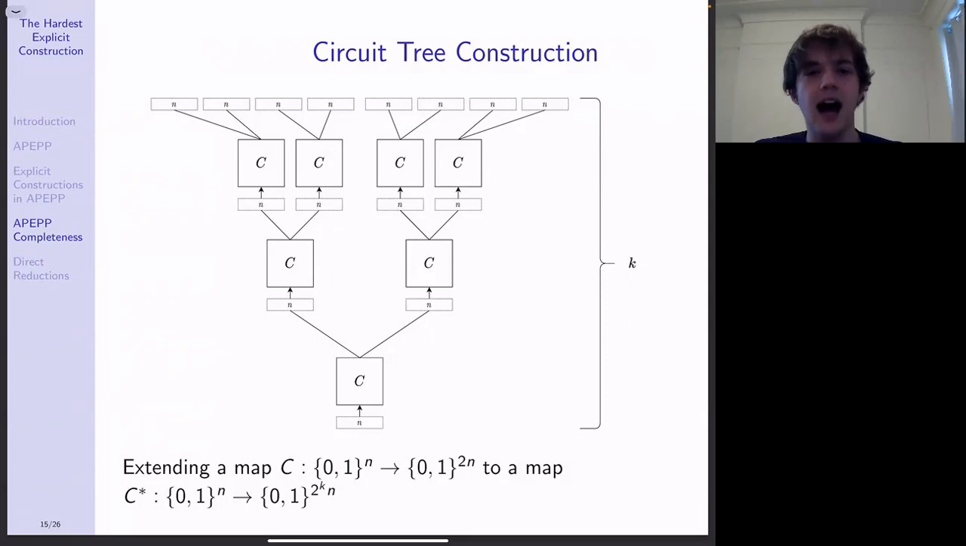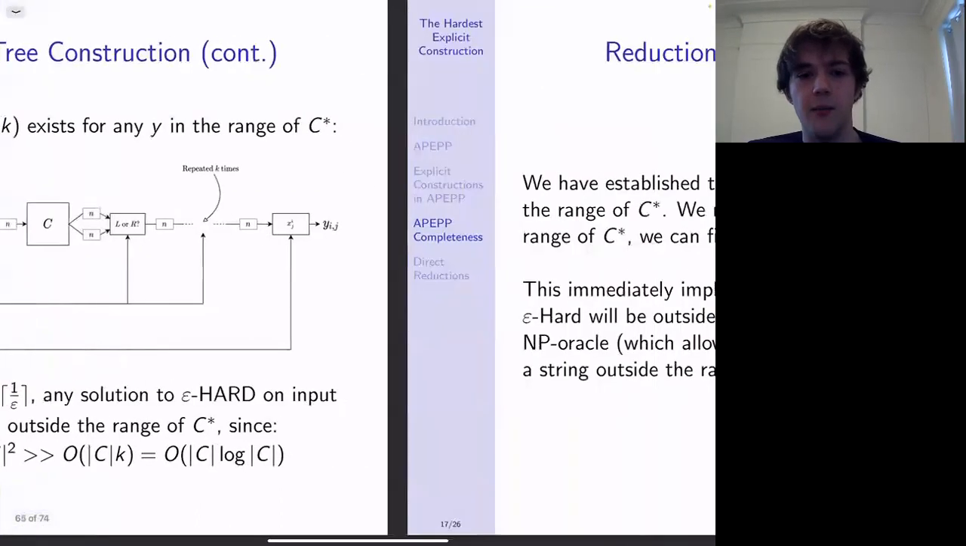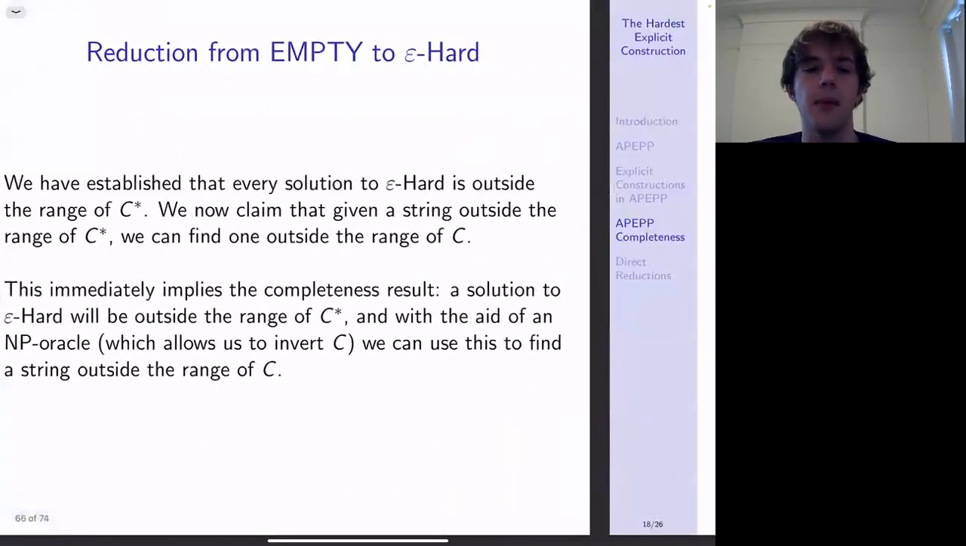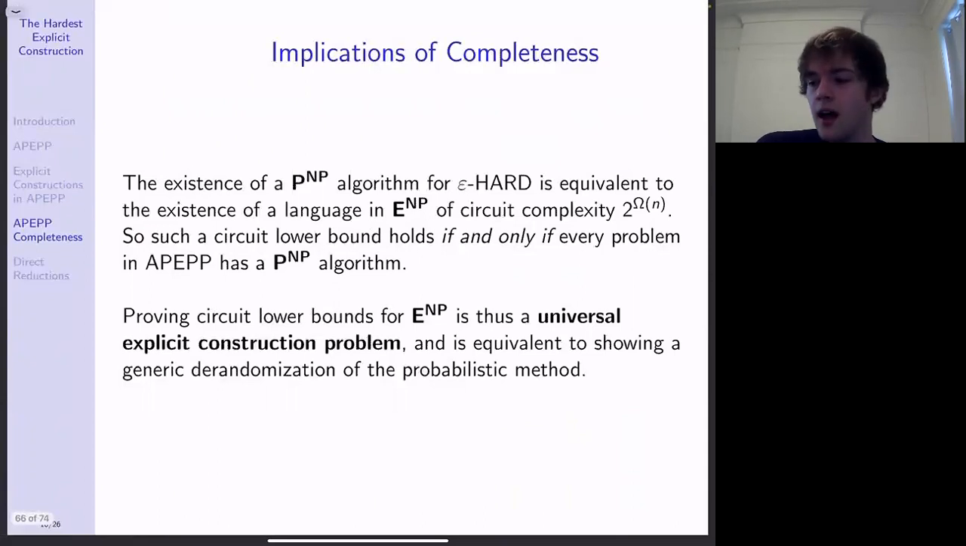So if we assume that it's not, then at some point one of these preimage calls fails, in which case we found a 2n-bit string outside the range of C, and that was our original goal. So that completes the entire reduction. And we have that, given a solution to epsilon-hard of a sufficiently large length polynomial in the size of our instance of empty, we can solve the problem empty using an NP oracle.